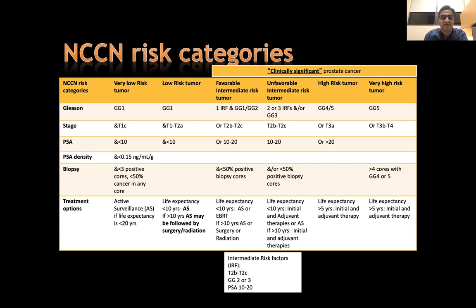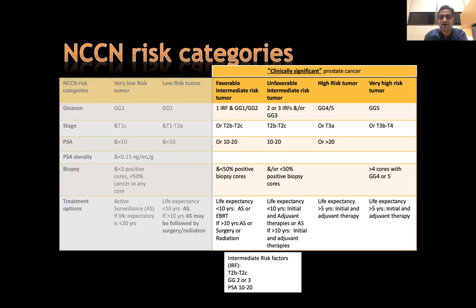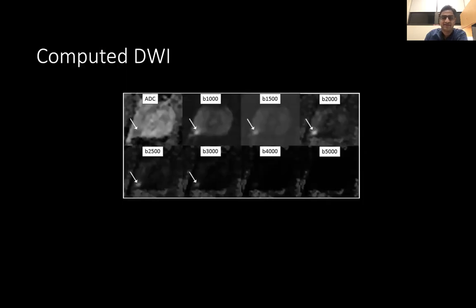It's also important to understand the NCCN risk categories, where we have very low risk tumor, favorable intermediate risk tumor, unfavorable intermediate risk tumor, high-risk tumor, and very high-risk tumor. This is essentially what we're trying to detect on MRI: clinically significant prostate cancer, which may be favorable intermediate risk, unfavorable intermediate risk, high-risk or very high-risk tumor, which has treatment implications.